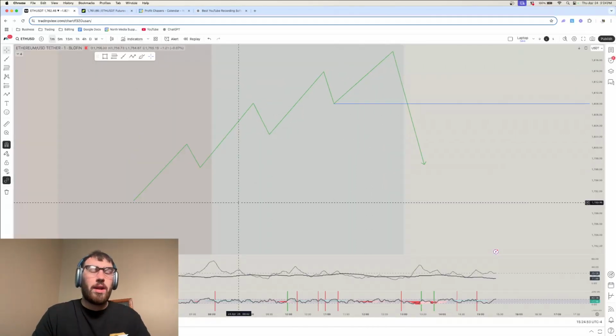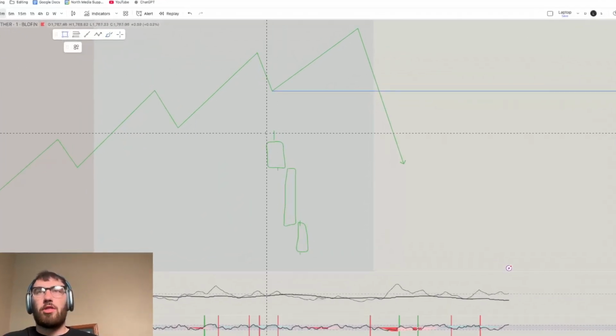And if you don't know what a fair value gap is, a fair value gap is a pattern between 3 candles, and it is the difference between the 2 outside candles. So as you see right here, there are 3 candles in front of us.